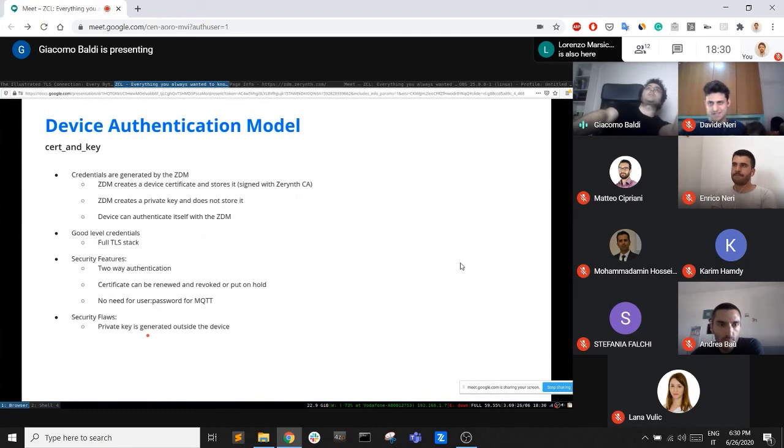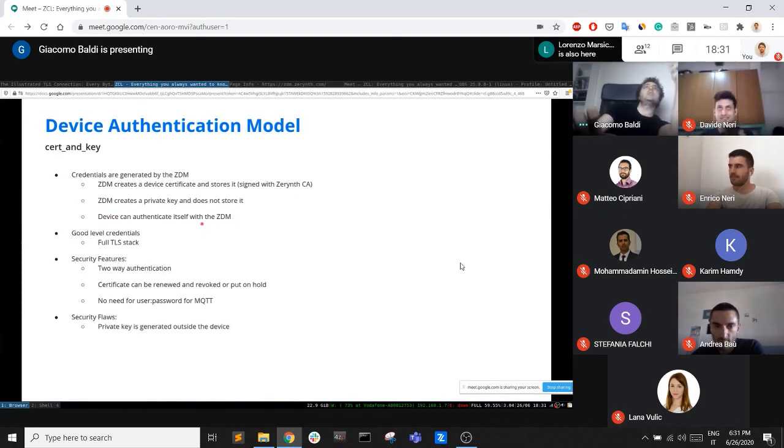With different approaches. The first one is the certificate and key approach, where the credentials are generated by the ZDM, meaning that the ZDM creates a device certificate and stores it somewhere, but also creates a private key, does not store it, and sends it to and puts it in some way into the device. Now the device can authenticate itself, okay?